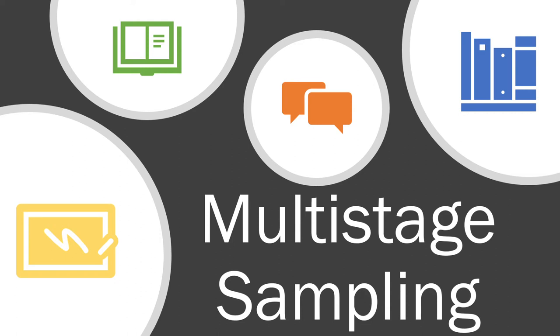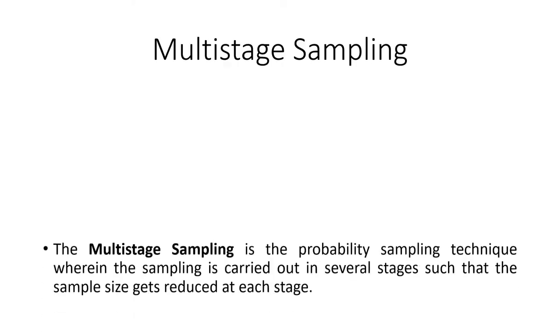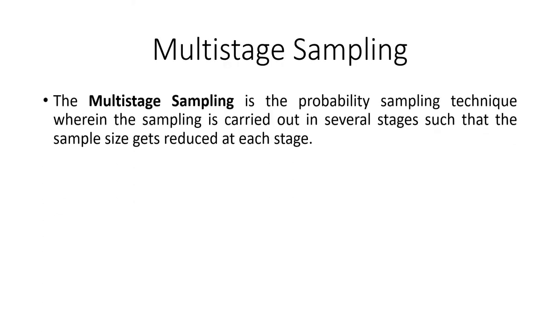Hey guys, so today we are talking about multi-stage sampling. It's a sampling technique, alright? It is kind of similar to cluster sampling. Multi-stage sampling is the probability sampling technique wherein the sampling is carried out in several stages, such that the sample size gets reduced at each stage. Very easy, very simple. Here I'm going to give you guys an example.